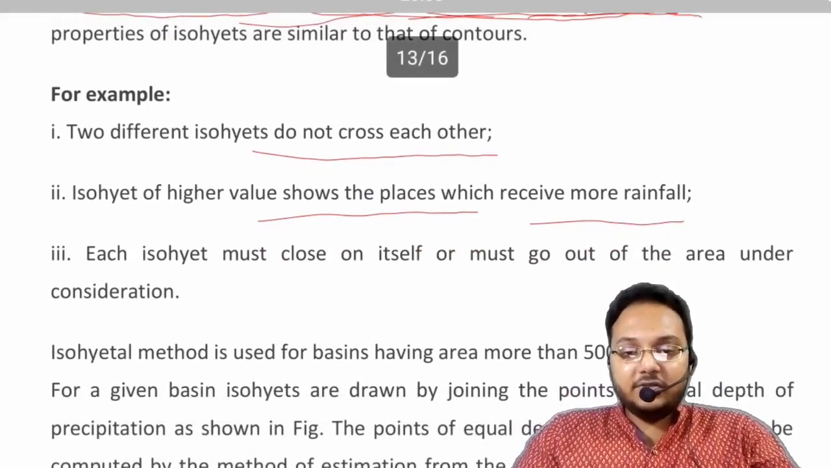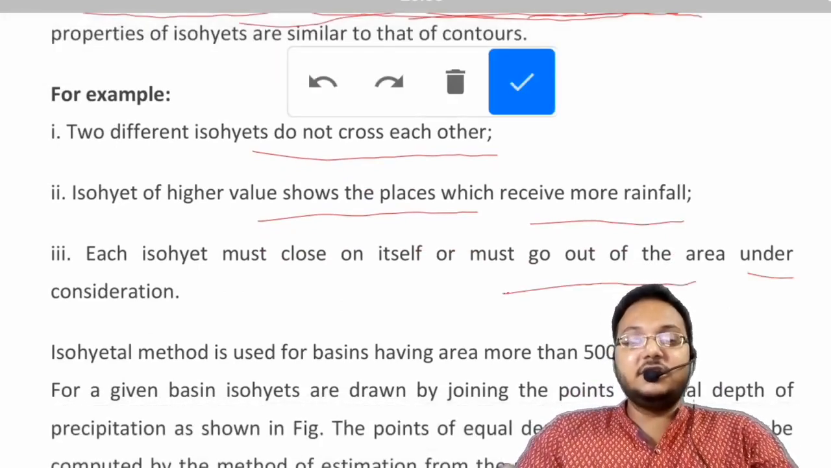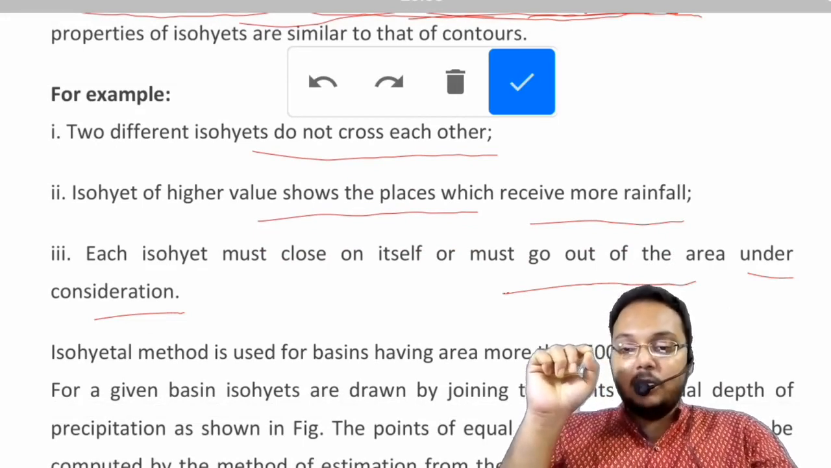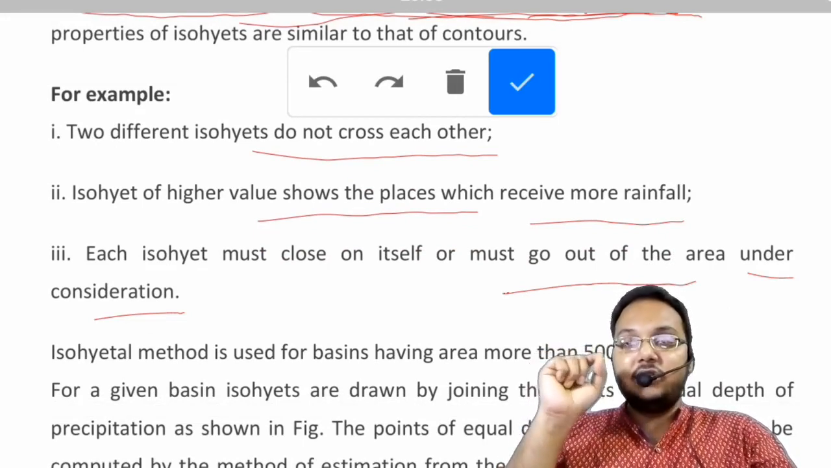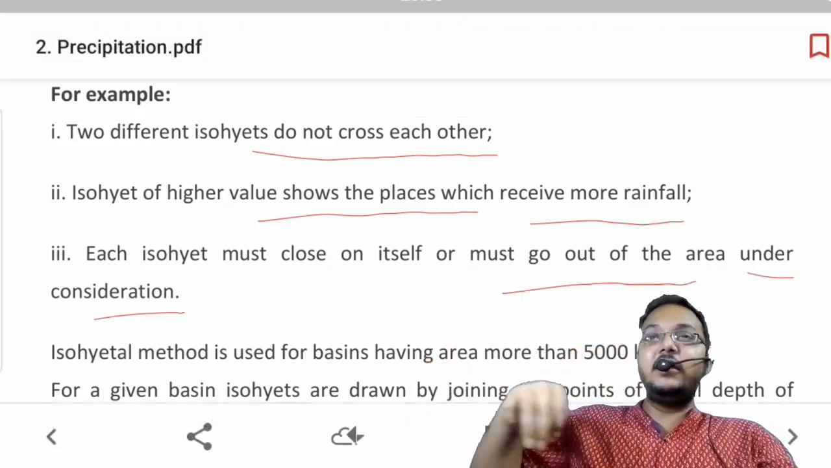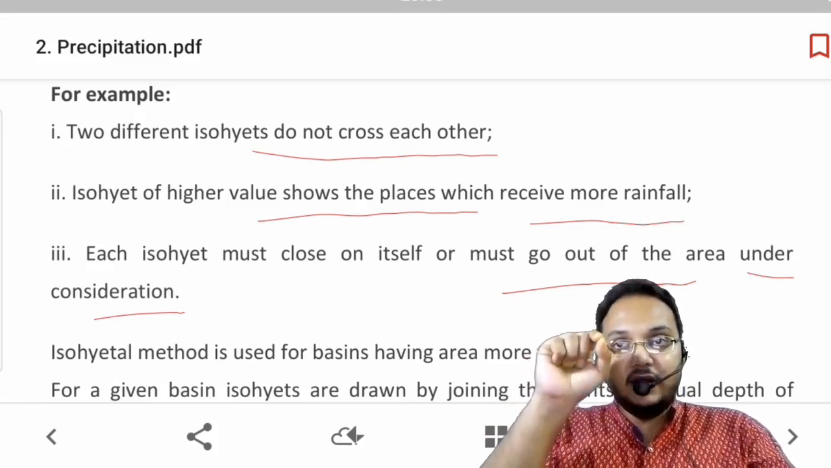Each isohyet must close on itself or must go out of the area under consideration. So each isohyet must close itself, must be a closed figure, or must go out of the area under consideration. So even if it goes out of the area under consideration, the isohyet should always be a straight line.